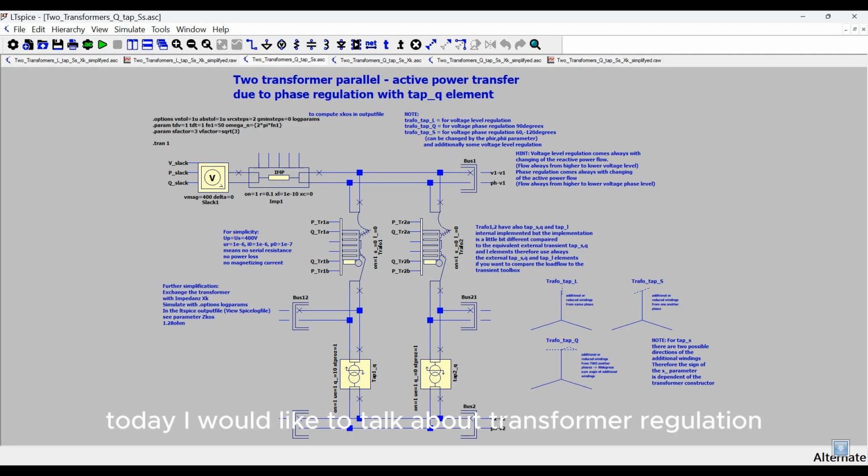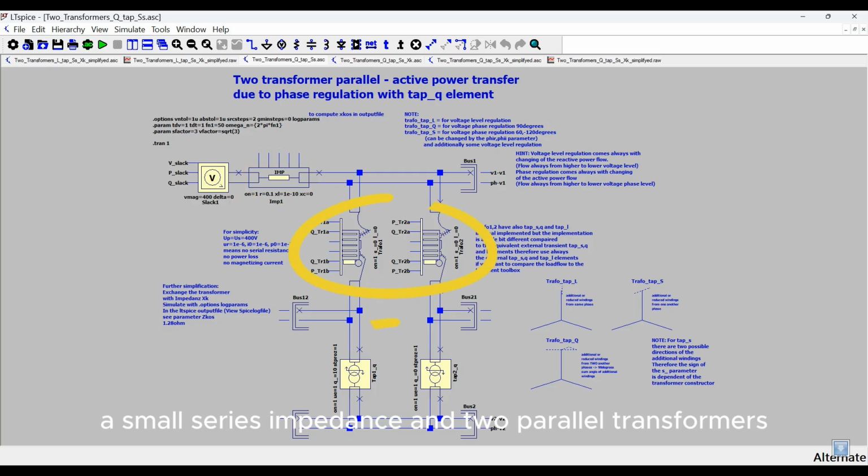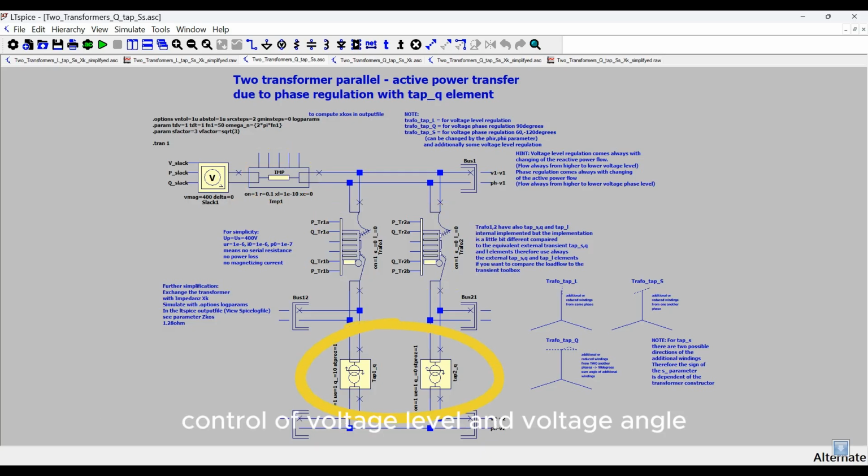Hello. Today I would like to talk about transformer regulation, especially for load flow calculation. To do this, I used my toolboxes in LTspice to draw a circuit with a 400-volt voltage source, a small series impedance, and two parallel transformers with external control of voltage level and voltage angle.